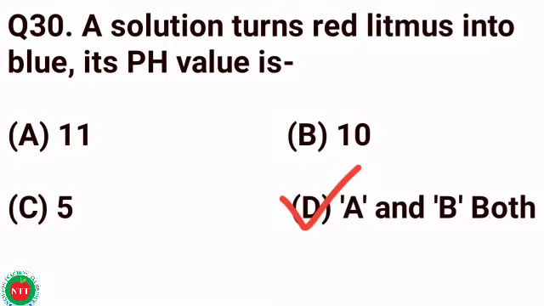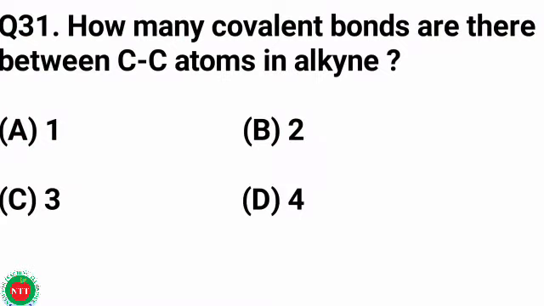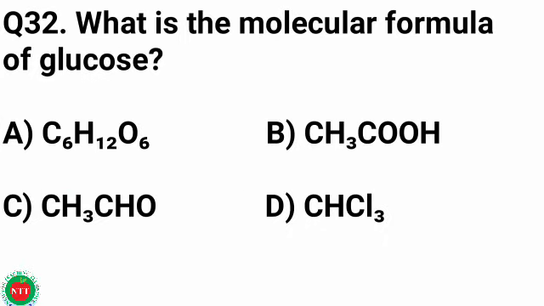Question number 31. How many covalent bonds are there between C atoms in alkyne? A. 1, B. 3, C. 2, D. 4. The right answer for this question is C, 3. Question number 32. What is the molecular formula of glucose?